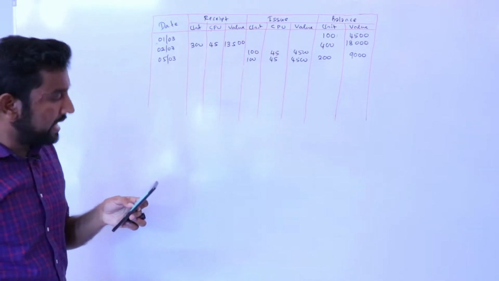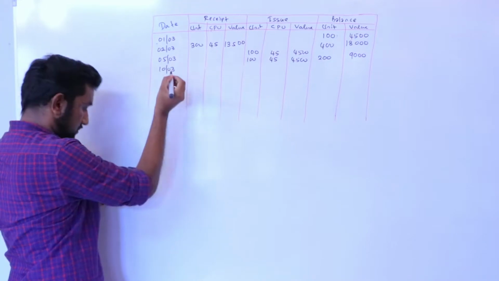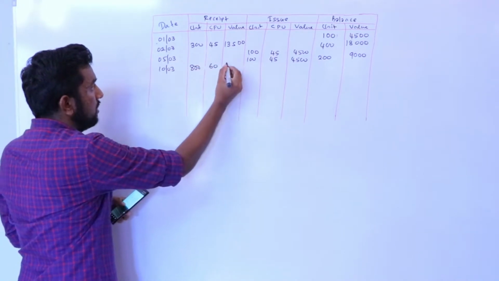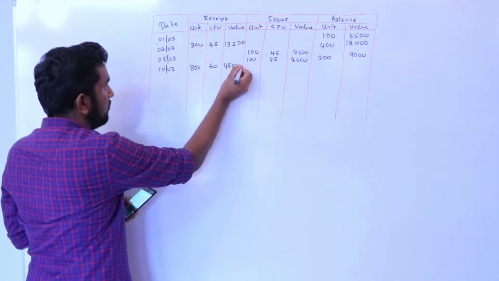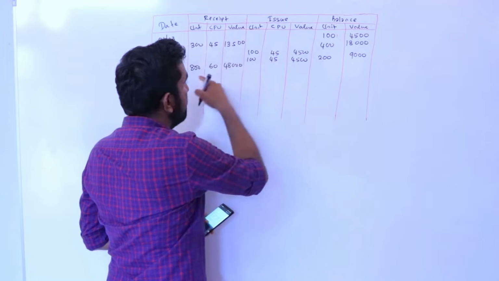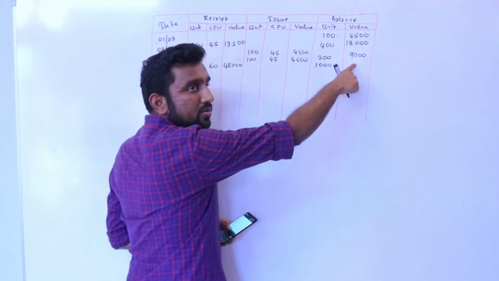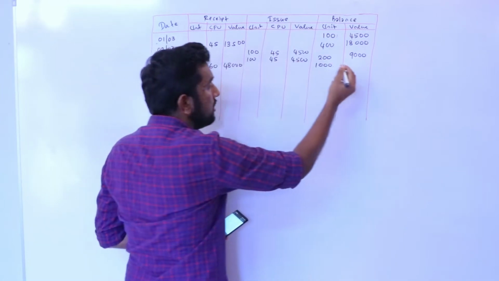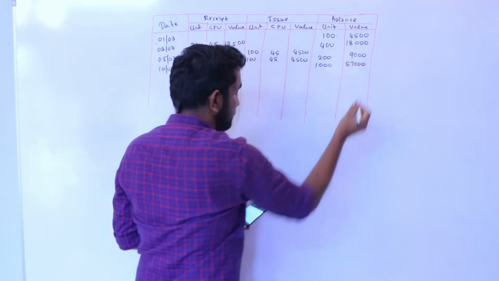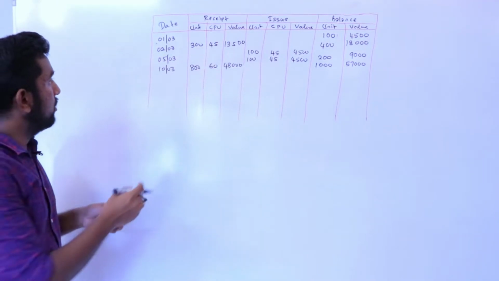Then we have purchase again on 10th. It is 800 into 60, so 48,000. So I had a balance of 200, I purchased 800, so my balance is 1,000. And I had a balance of 9,000 and 48,000 is the purchase, so 57,000. Then we are issuing 400 again on 15th.